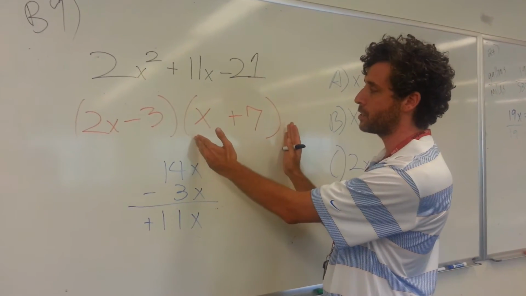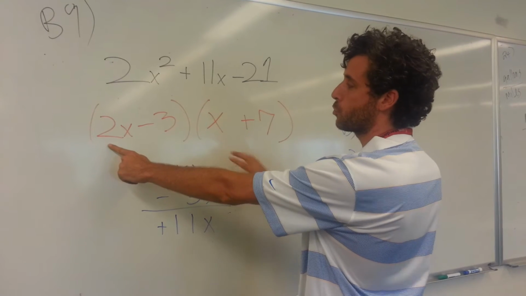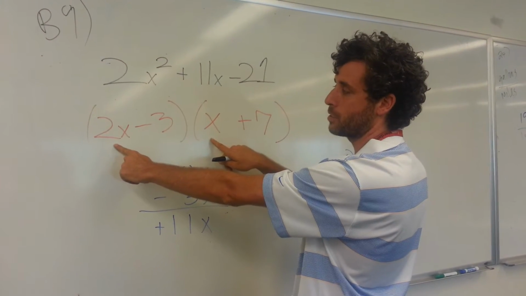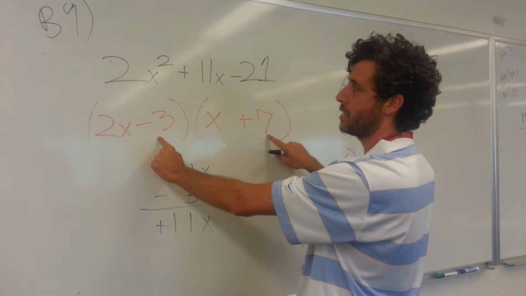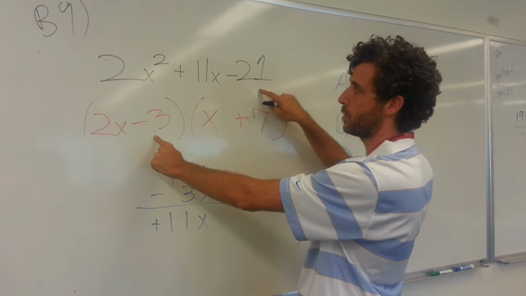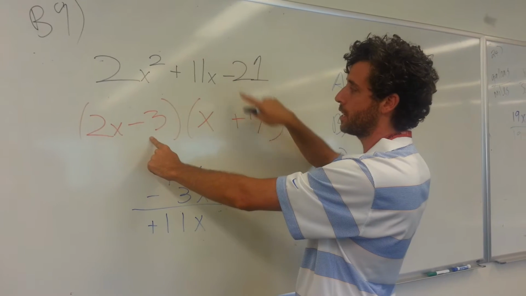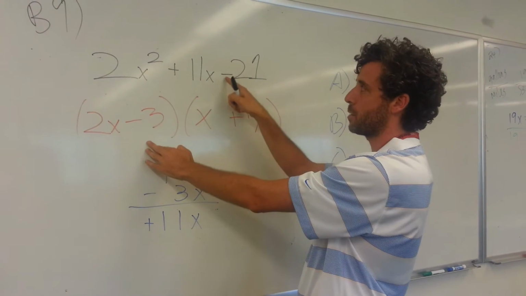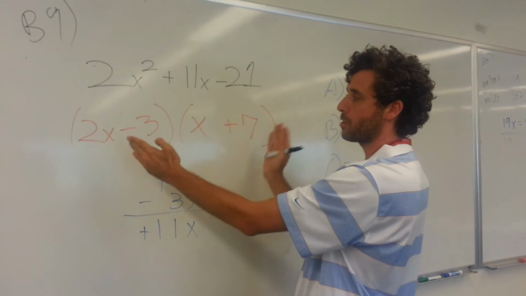So if x plus 7 is one half of the answer, you'd have to try and find what times x will give us the 2x squared. That's going to be the 2x. And then 7 times the negative 3 is going to give us the negative 21. Of course, just because this is a negative, we know our signs are going to be different. If this was a positive, then we knew the signs were going to be the same. So as soon as we see a negative here, we know our signs are going to be different.